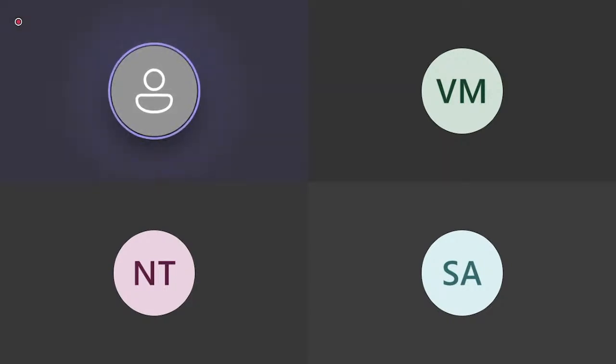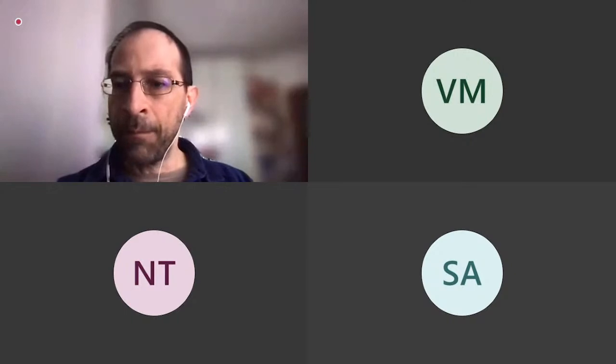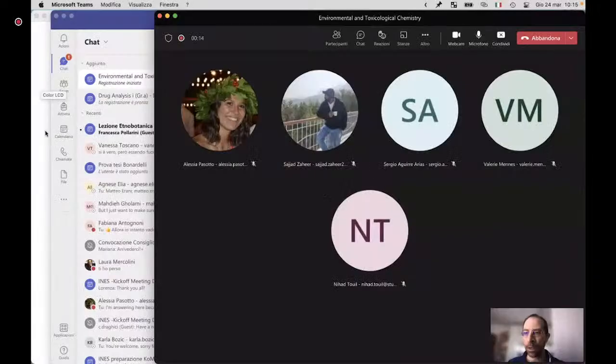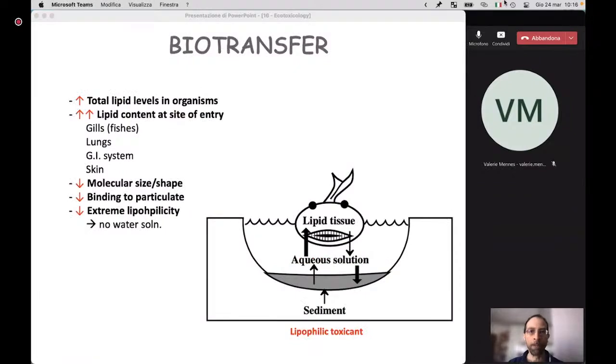Okay, we are back. And sharing the screen. So we have seen the different means used by pollutants, by contaminants, to go into the environment, to stay there, to be mobilized through different parts of the environment.